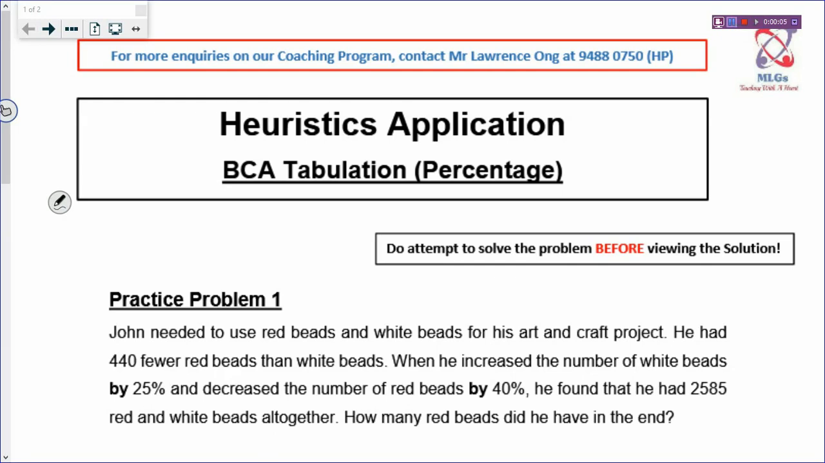We are coming to the last few lessons on tabulation. For today's lesson, we are going to look into how to use tabulation for percentage problems. When you use this method, do take note that your questions must be before and after. If it's before and after, then you can use the method. Otherwise, you will have to draw a model or think of other ways.